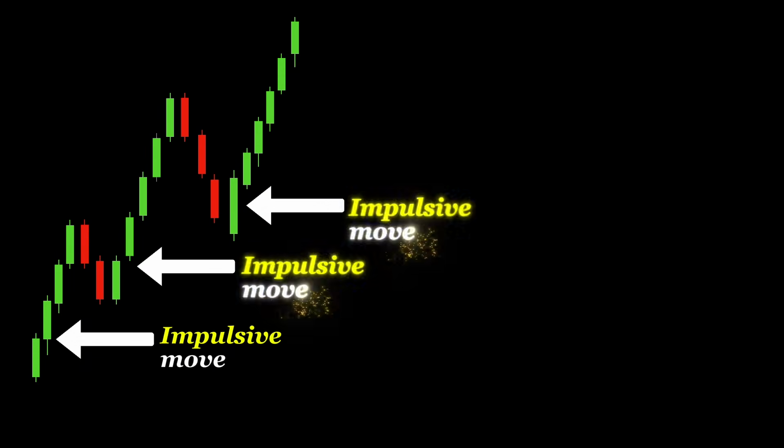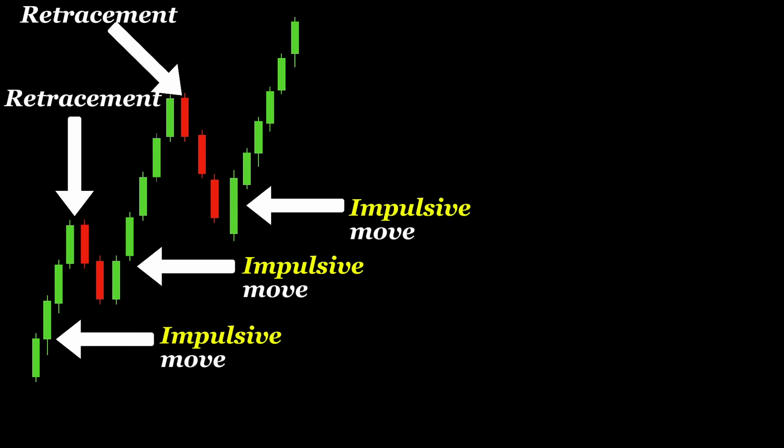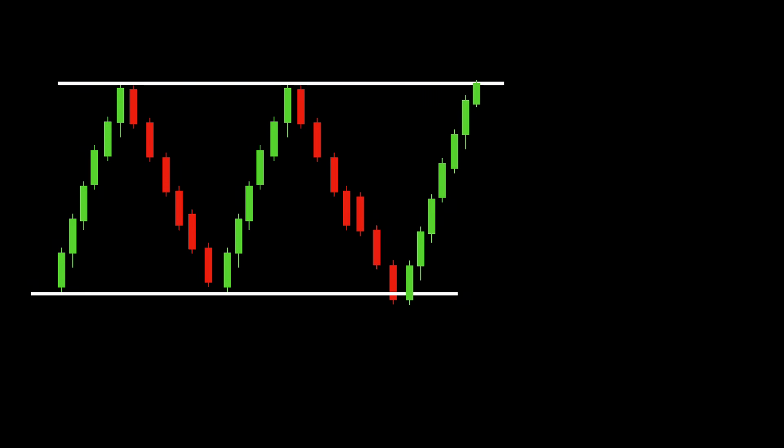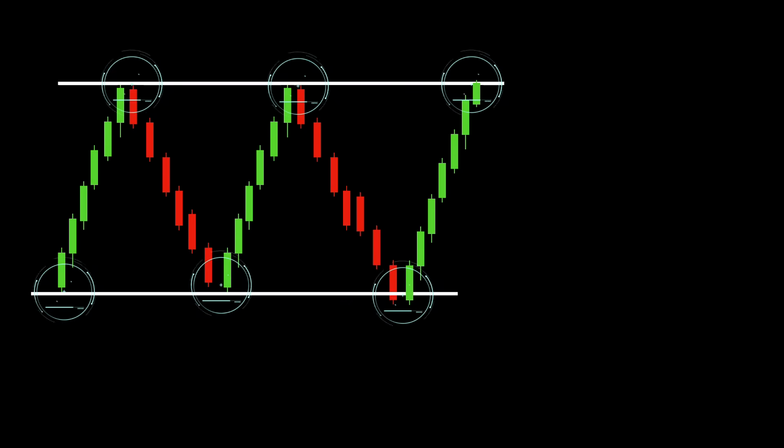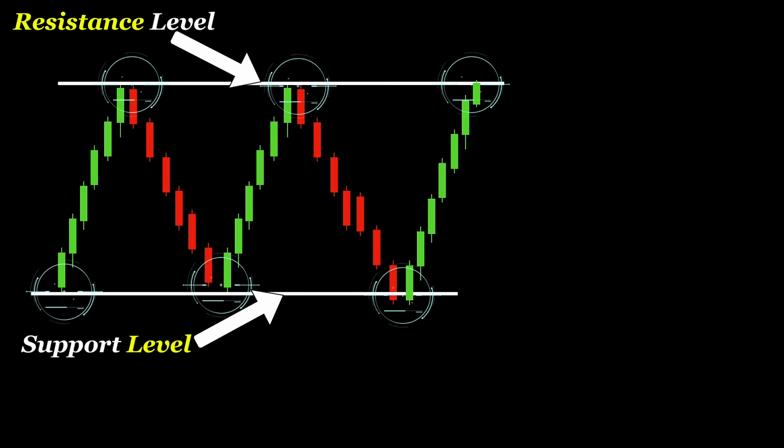An uptrend is made of two parts: an impulsive move upward and a retracement downward. To use Fibonacci correctly, you must understand what causes each one. A range is a market moving sideways between a clear support level and a clear resistance level. Neither buyers nor sellers are in control.